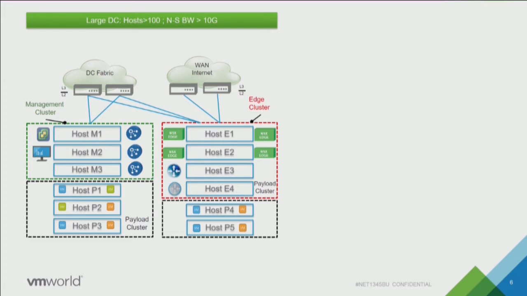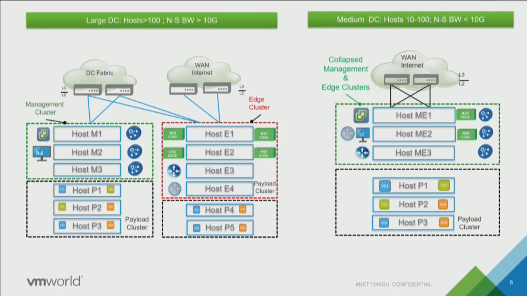So there are separate clusters in a large data center because you have so many hosts. And typically in a large data center, what I have seen is that you would have greater than 100 ESXi hosts, thousands of virtual machines, and your bandwidth requirements are more than 10 gig. So definitely you need to design it accordingly based on the requirements that you have.